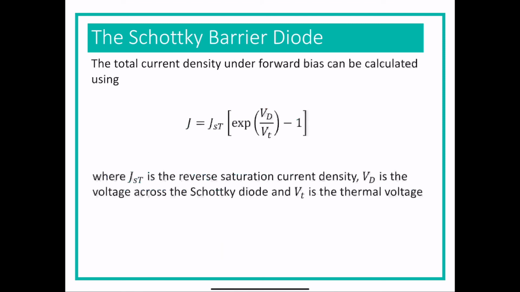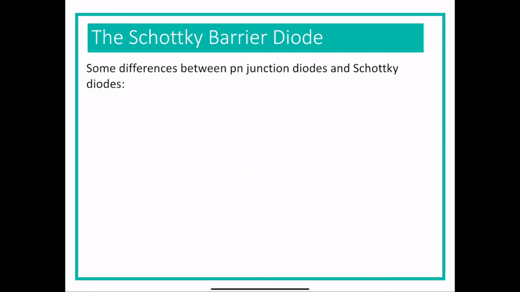So the current density is just the reverse saturation current density, which again is complicated and depends on the metal and the temperature and all that. And then we just use the exponential function of the voltage across the Schottky diode divided by the thermal voltage, minus 1. And that's almost exactly like the equation that we used for the PN junction diode. It's a very, very similar setup. So the setup is the same, it's just that the numbers that go into it are a little bit different. So, some differences between the PN junction diodes and Schottky diodes.